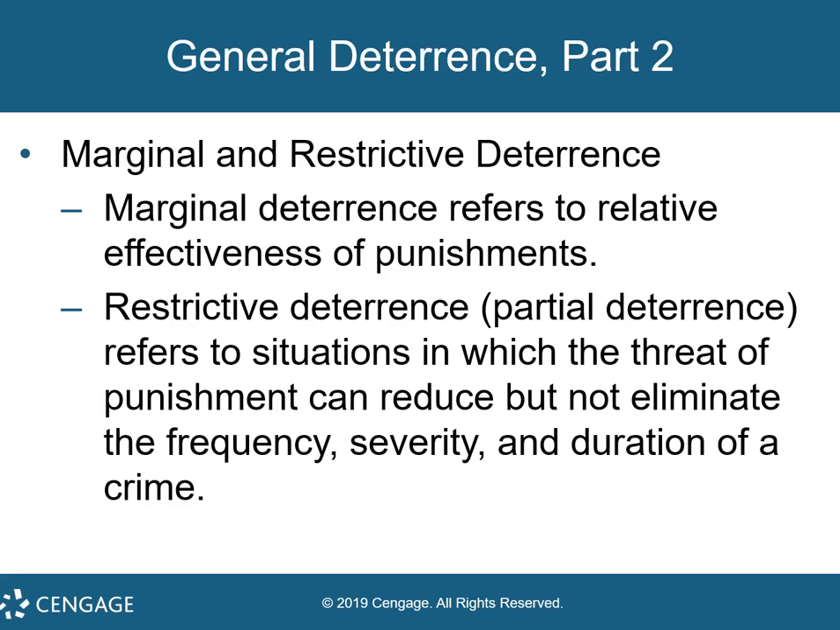Marginal deterrence refers to the relative effectiveness of punishments. Let's say when police are called to the scene of a domestic violence disturbance, they choose to arrest some offenders and let others go with a warning. If getting arrested reduces the chance of repeat offending when compared to a warning, arrest is said to produce a higher marginal deterrent effect. Does that make sense?